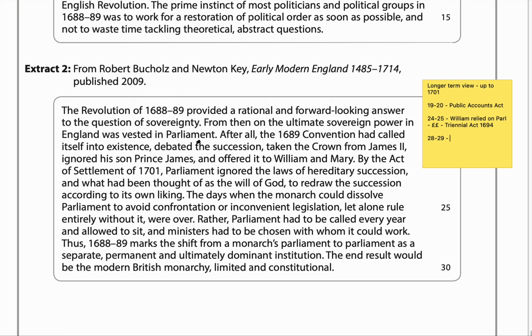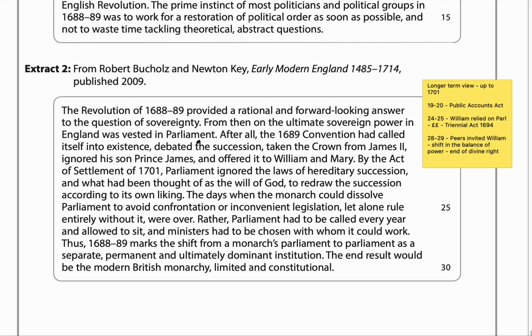Okay, and I think, if we're going back to 1688 and 89, you could talk about the 7 peers who invited William, and I think this does lead to a shift in the balance of power. It's the end of divine right. Parliament are calling the shots, and then in summary, Buchholz and Key, I think you'd maybe say that this is taking a broader view. It's looking at the longer term impact, that the effects were significant.